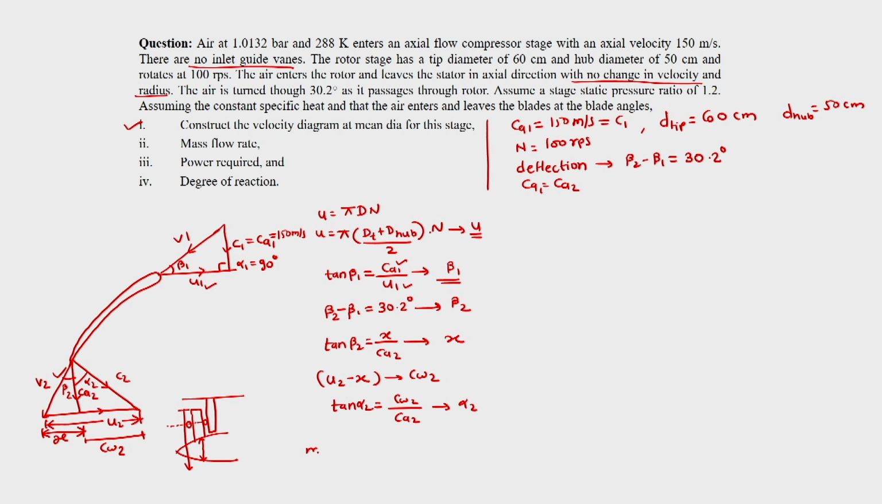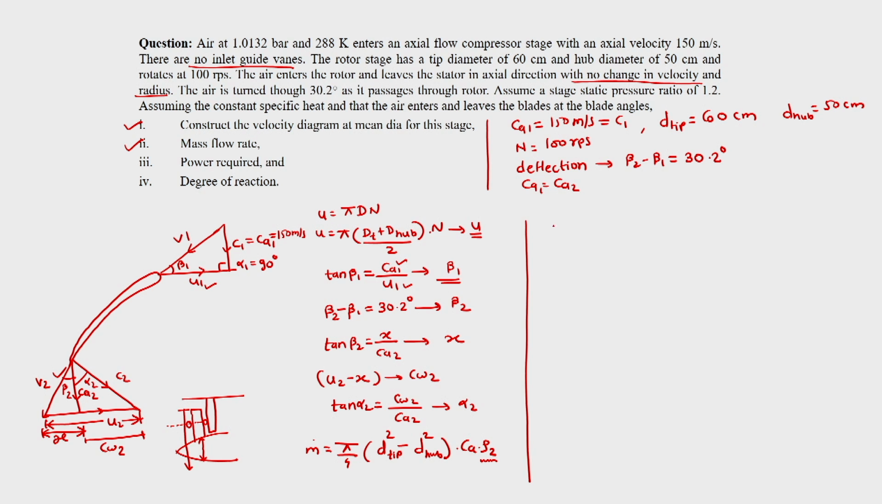So before that we can find out mass flow rate, and mass flow rate is pi by 4 into d tip square minus d hub square into Ca into rho 2. So this is the formula for our mass flow rate, which is supposed to be found out. For that we should know rho 2. So let us find out; we are given the pressure ratio, which we can make use of. We are told that there is some pressure and temperature and velocity.